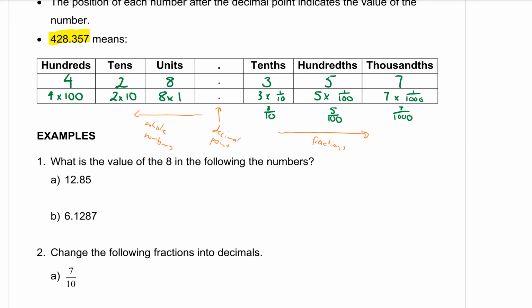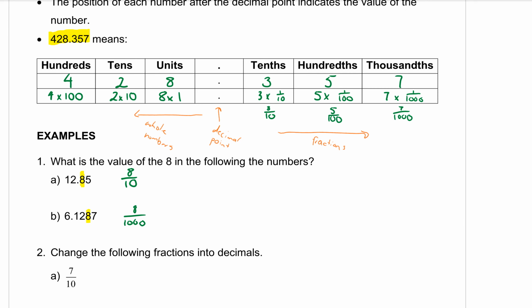So question number 1, it says, what is the value of the 8 in the following numbers? So we find the 8. There it is in the first one, 12.85. It's the first spot after the decimal place, otherwise known as the tenths. So to find the value of that, I want to write it down as 8 over 10. 8 tenths. That's its value. For part B, find the 8 again. There it is. It's in the 1, 2, 3, the third decimal place, which is the thousandths. So I could write it as 8 over 1,000, and that is its value.